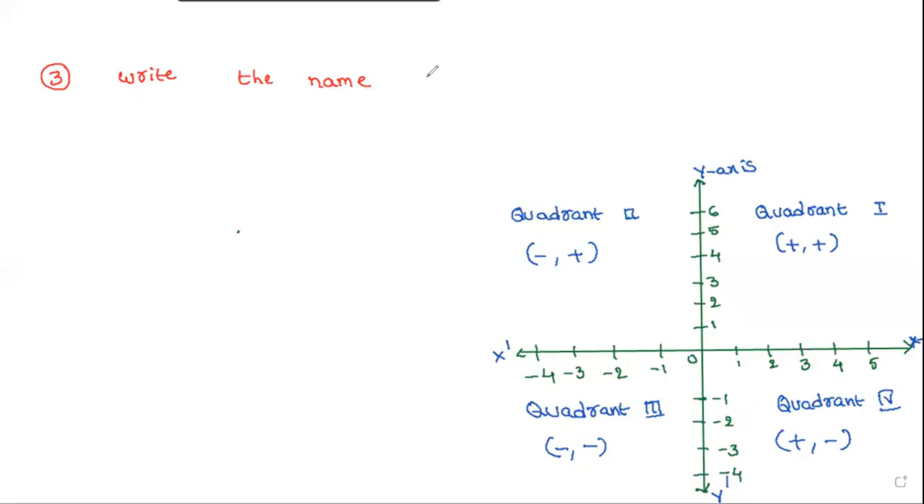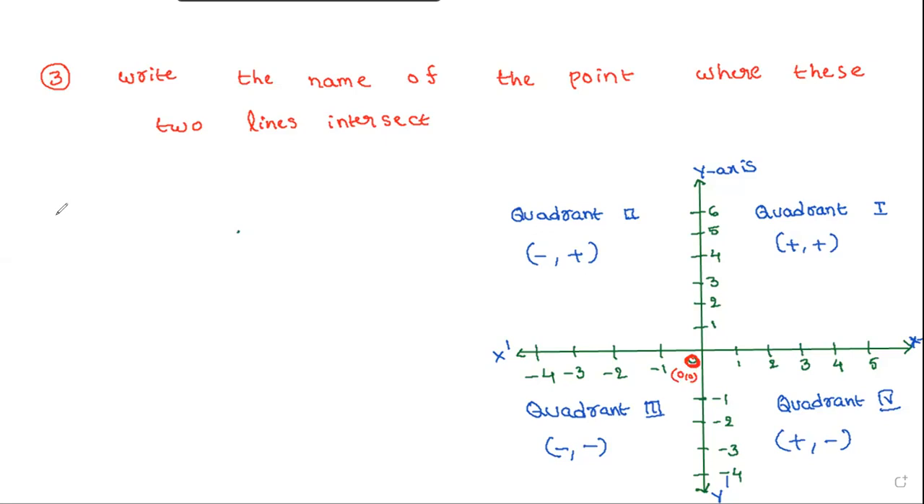Third question: write the name of the point where these two lines intersect. Please observe, the x-axis and y-axis intersect at point O. That means the origin point, the 0, 0 point. That is the answer.